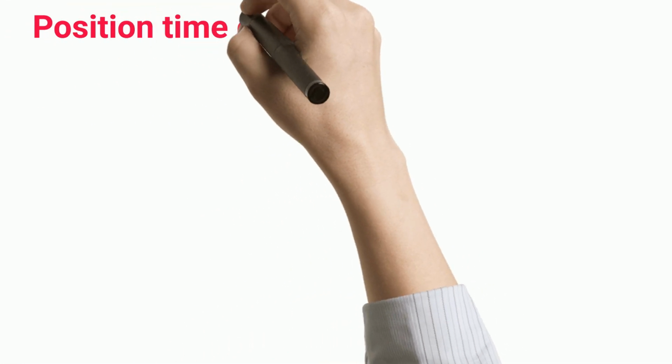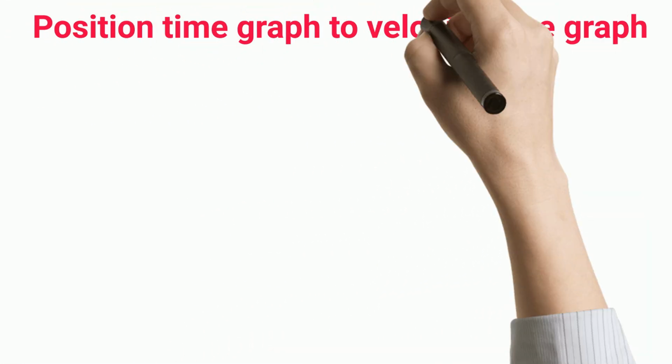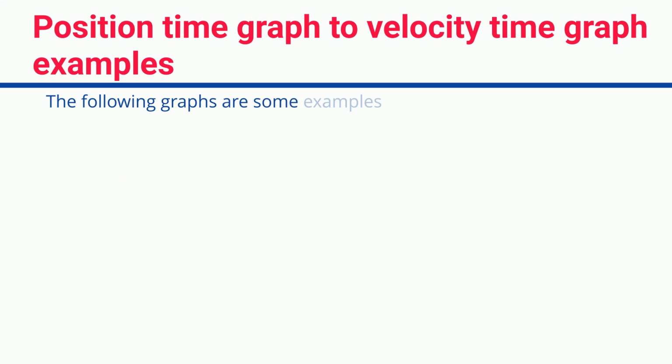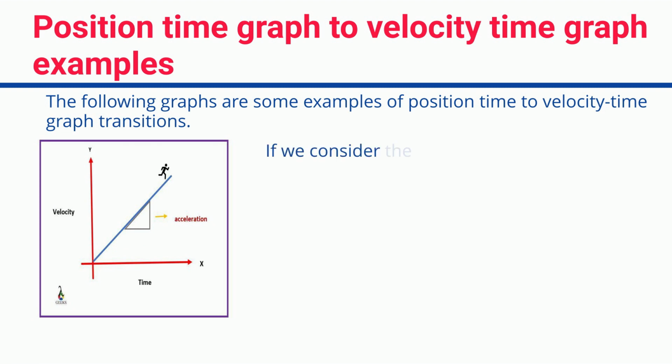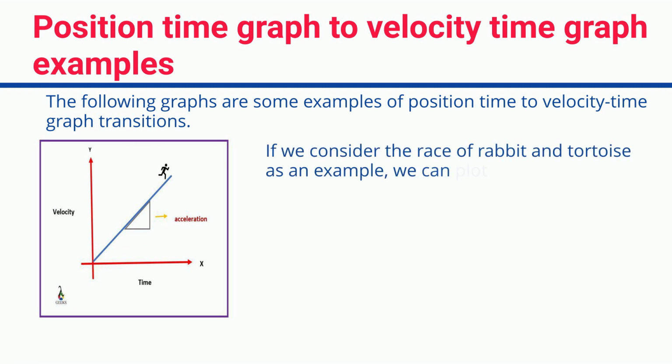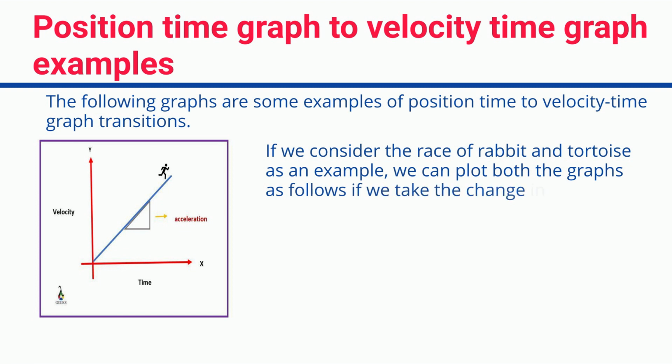Position time graph to velocity time graph examples. The following graphs are some examples of position time to velocity time graph transitions. If we consider the race of the rabbit and the tortoise as an example, we can plot both the graphs as follows, if we take the change in distance and velocity.